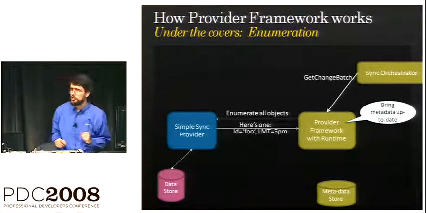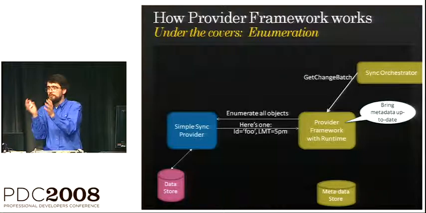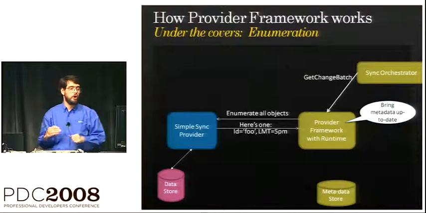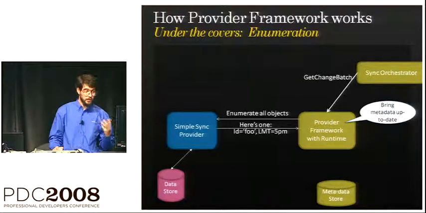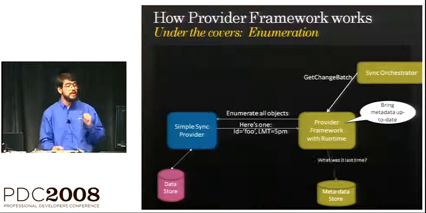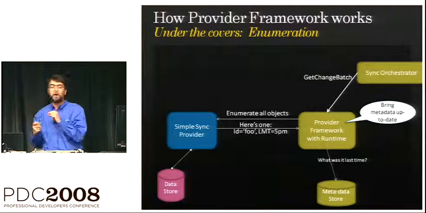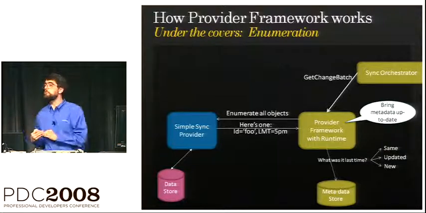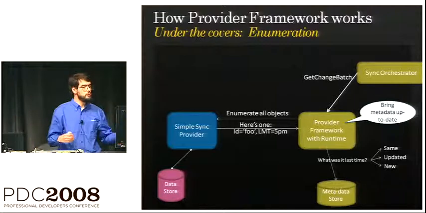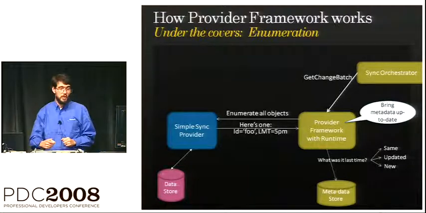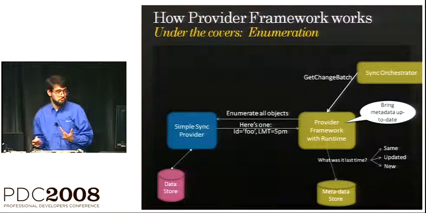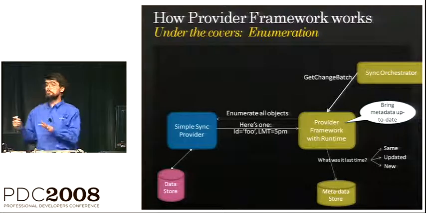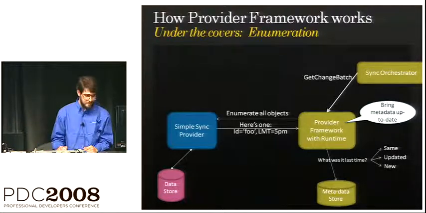So for instance, in this case, it's reporting an object with identifying property of foo, that's maybe the path or whatever the provider has chosen, and the version identifying property of 5 p.m. Okay, that's a great object. What is the provider framework going to do? It is going to check with the metadata store to find out what the object looked like last time. And there could be three possible choices here. One, it may find out that the object is exactly the same as it always was. It may find out that the object has been updated since last time, because that 5 p.m. doesn't match what we had in the store. Or it can find out that the object is entirely new. There was no foo last time around.